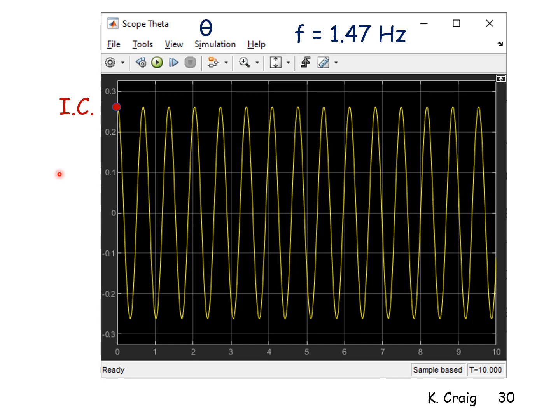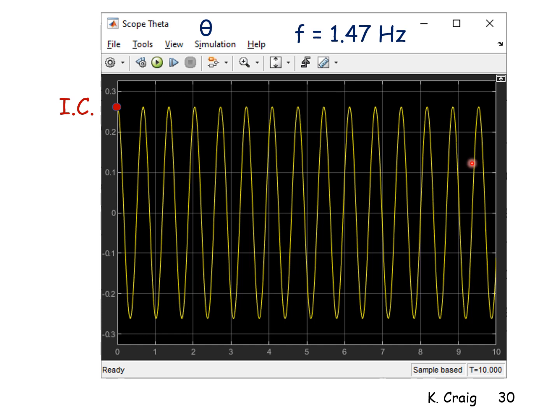Here is the first scope. It's the theta scope. It shows the oscillations of my system in response to an initial condition, which is given in radians. This is theta in radians. This is approximately 15 degrees as my initial displacement, represented in radians. I see the oscillations. The oscillations do not decay. I haven't modeled anything that would cause the oscillations to decay.